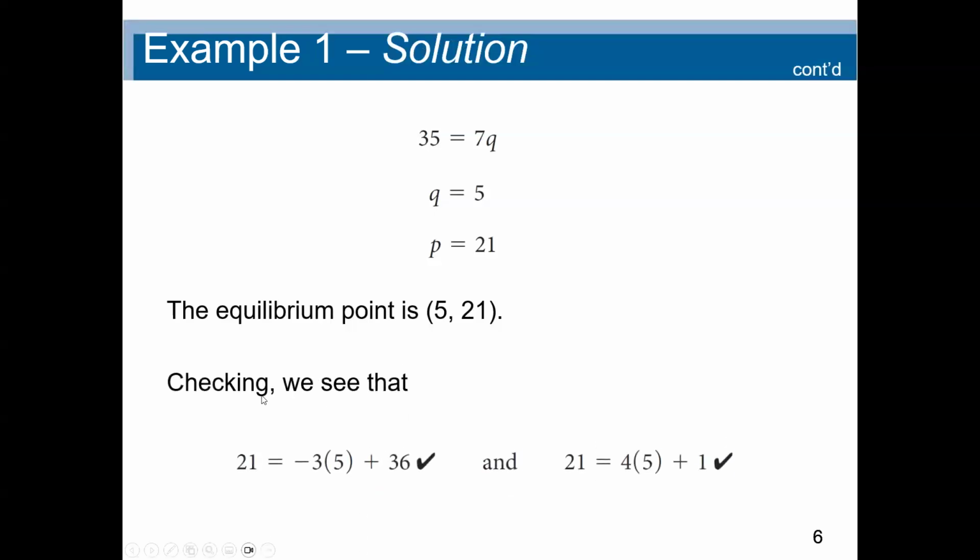We can also check, actually we checked it already. We use 5 and 21: 21 equals minus 3 times 5 plus 36, so 21 equals 21. Also in the first equation, 21 equals 21.